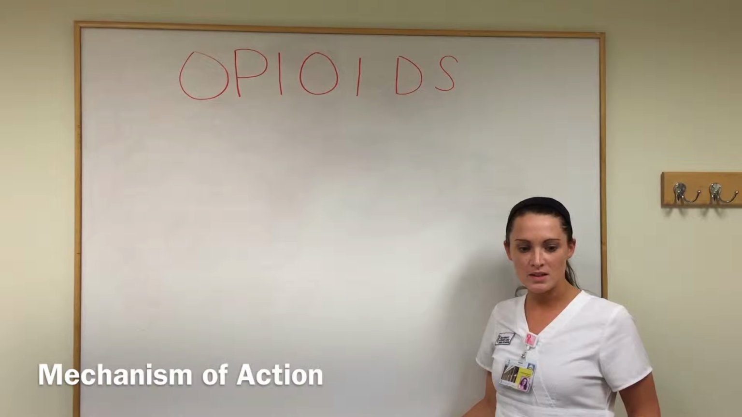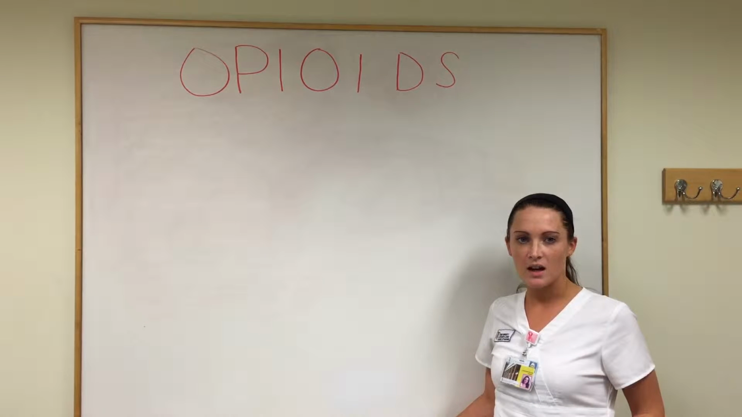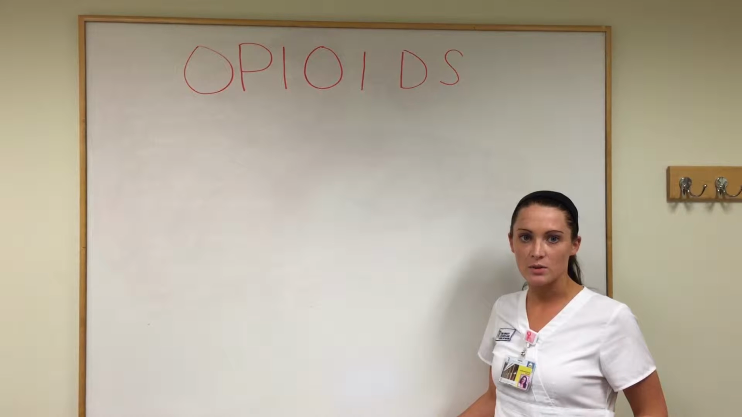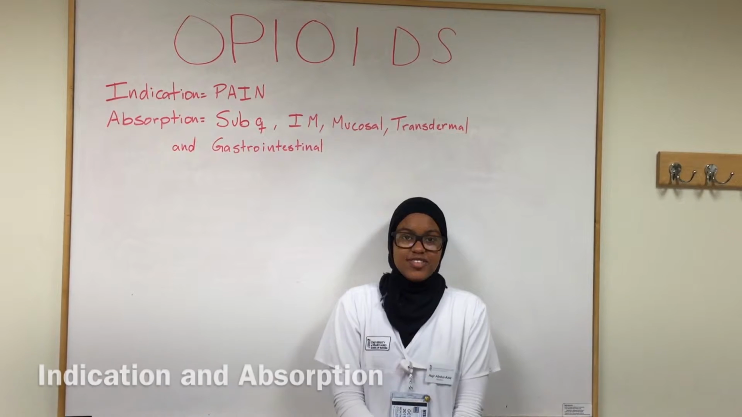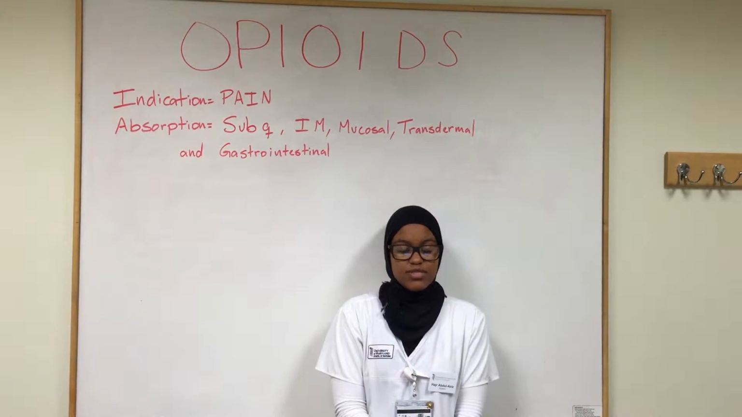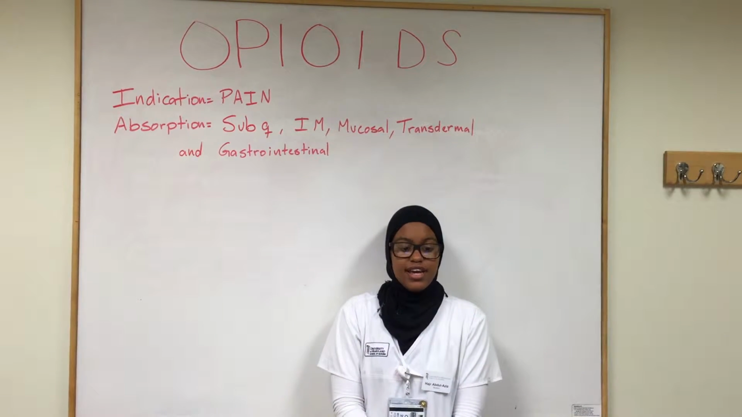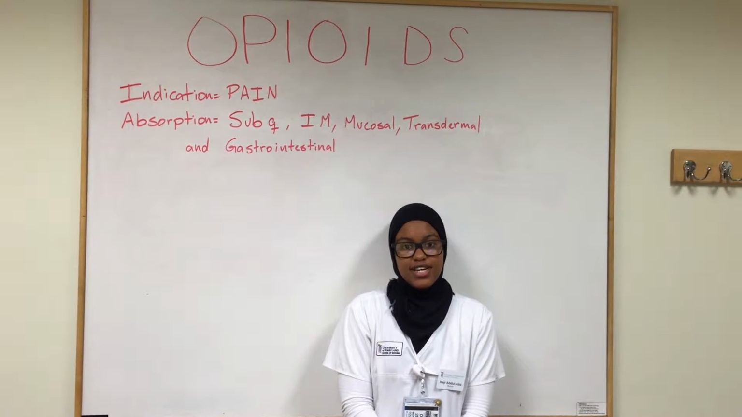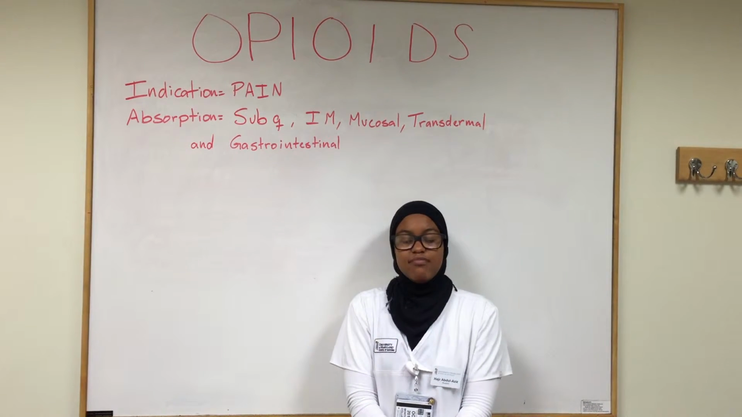We want to start out first with explaining the mechanism of action of opioids. Opioid agonists act to relieve pain in the central nervous system by mimicking opioids that our body already produces, and this occurs primarily at the mu receptors. So the indication for opioids is pain, and it can be absorbed subcutaneously, intramuscularly, through the mucosal membrane, transdermally, and in the gastrointestinal tract. When it's absorbed in the gastrointestinal tract, the first pass effect must be considered.